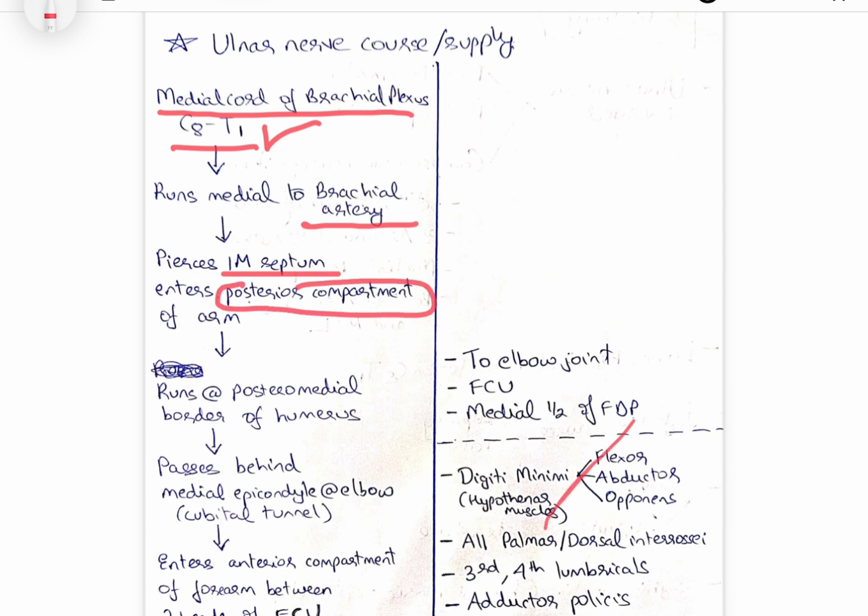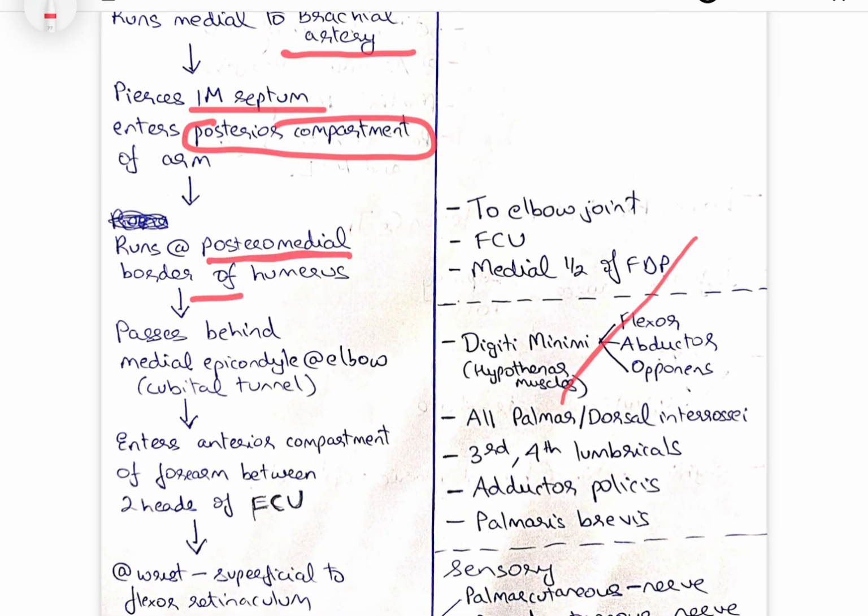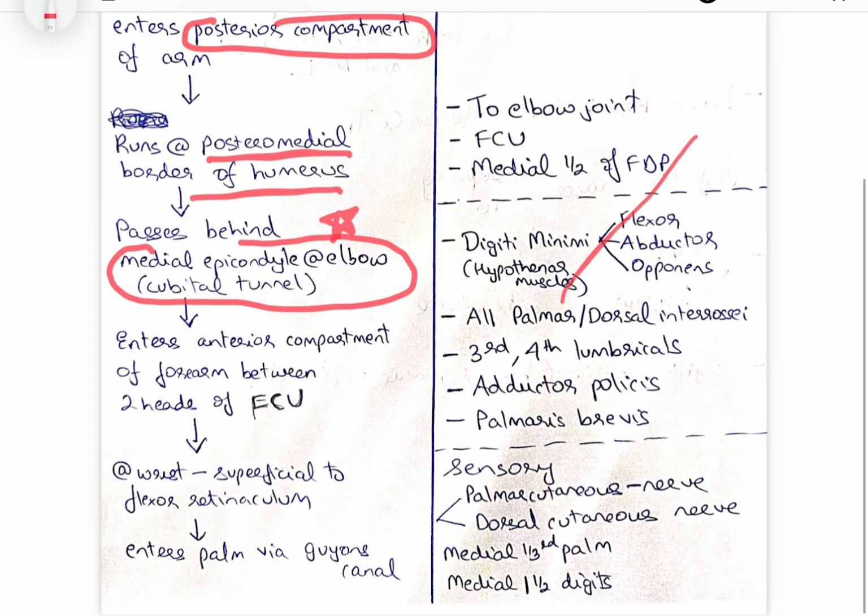Okay, moving distally, it runs at the posteromedial border of the humerus and passes behind the medial epicondyle at the elbow. That is the cubital tunnel. This is the common location where subluxation occurs, when anterior subluxation of the ulnar nerve occurs. Okay. Moving distally from the elbow, it enters the anterior compartment of the forearm between the two heads of FCU. This is one of the most common places of compressive neuropathy.